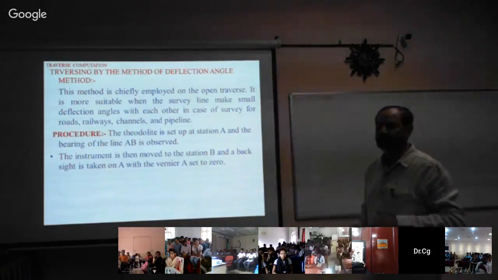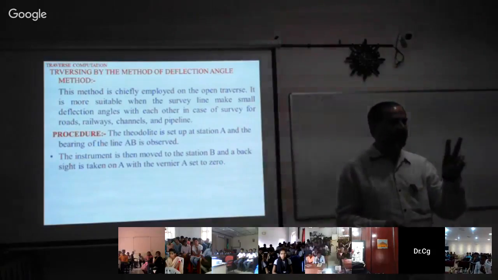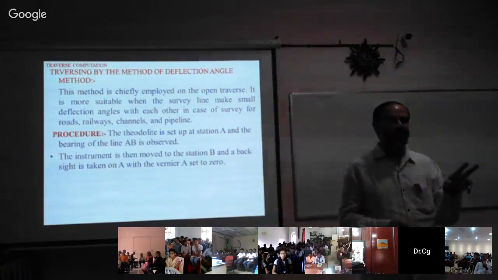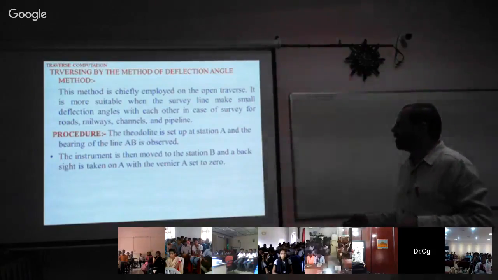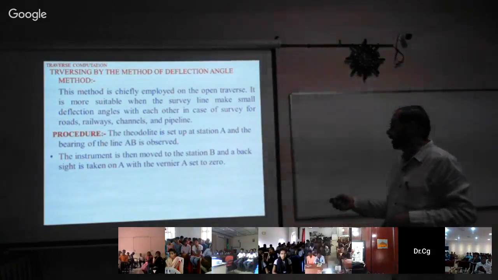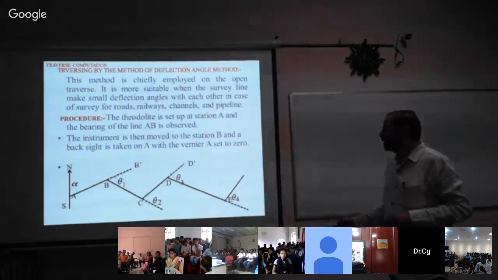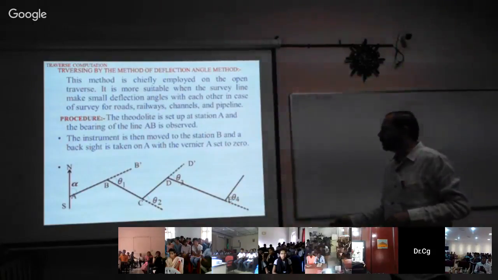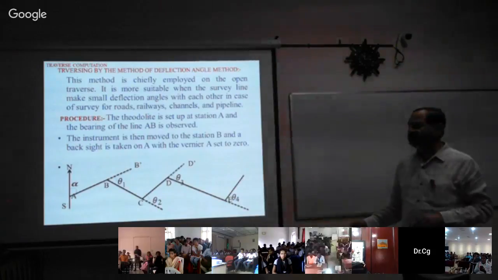Now, in traversing, we are using these two instruments: the tape and chain, and the Theodolite. Therefore, this is one method employed in open traversing. This method is employed in the open traversing. Now, this is how to run the survey lines, the traversing lines.